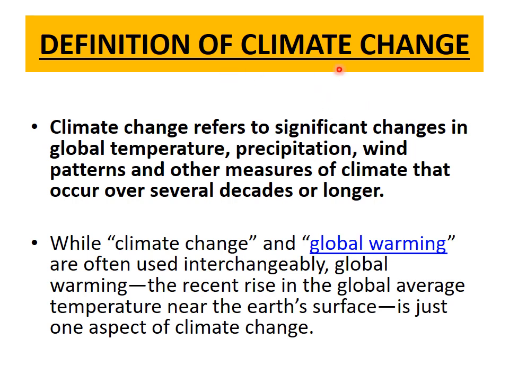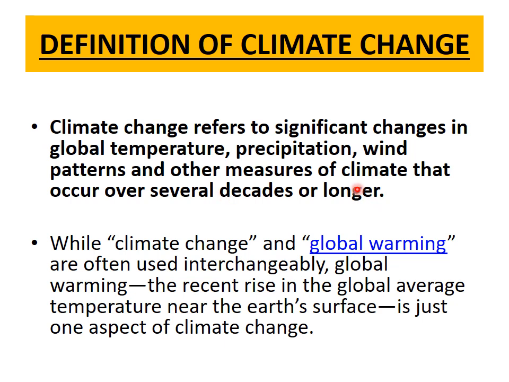First of all, what is the definition of climate change? Climate change refers to a significant change in global temperature. So it is not just global temperature, but apart from that, precipitation, that is rainfall, wind patterns, and other measures of climate that occur over several decades or longer.